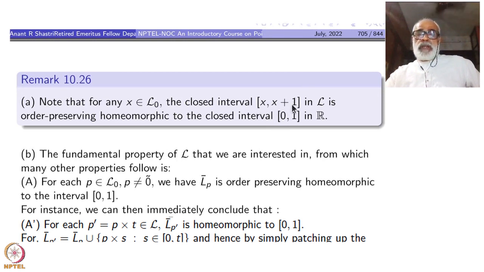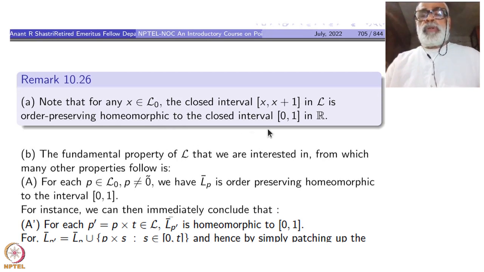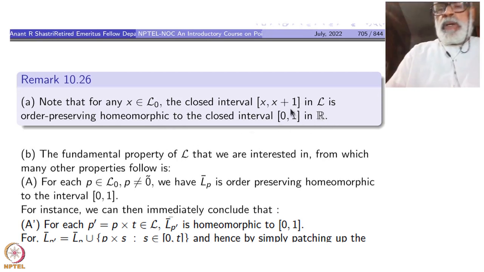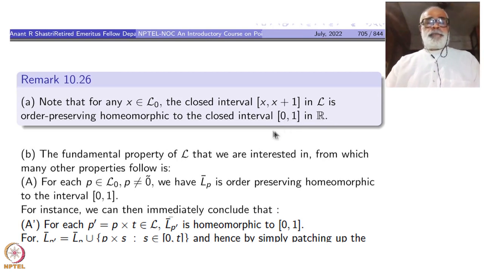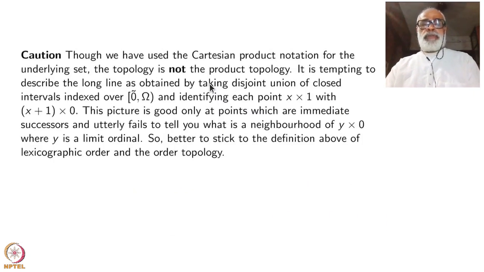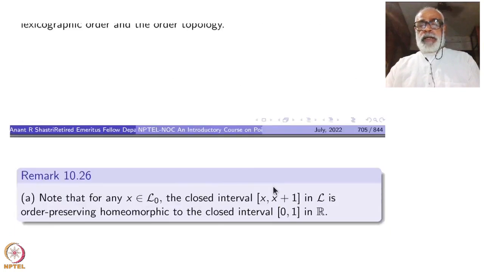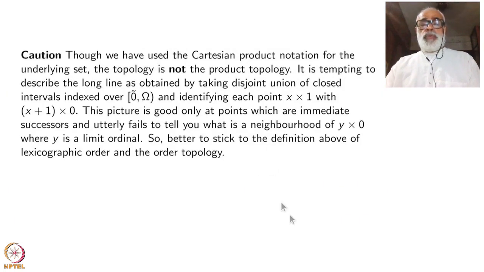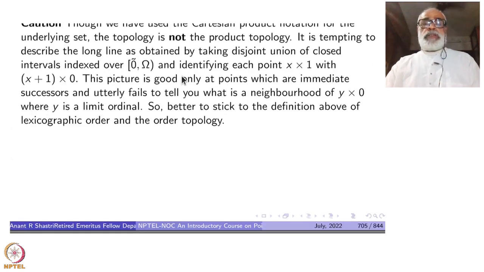So this interval, as an element inside capital L here, curly L, is order preserving homeomorphic to the closed interval [0, 1]. If you throw away this point, it is the open interval (0, 1) by the very definition. So this is the one which was used in this wrong explanation, of course. But this much is correct, but by using that globally, you will get a wrong picture. So that picture will be good only in parts, not the full picture.